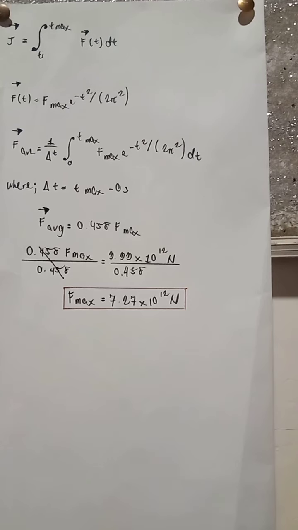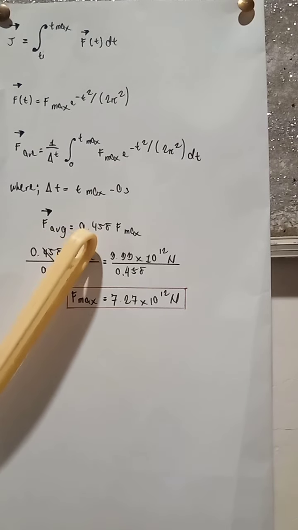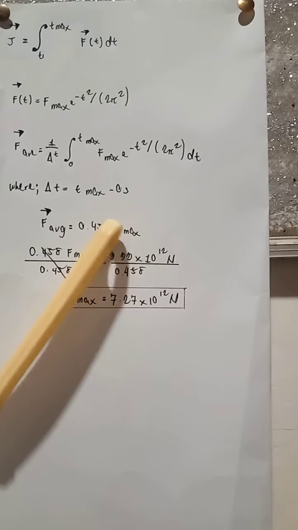Since we already have a numeric value for average force, we can use the result of the integral to obtain F max, choosing R equal to 1 over e times T max. This is a common choice, as we will see in later chapters, and guessing that T max is equal to 2 seconds. This integral evaluates to average force is equal to 0.458 F max.